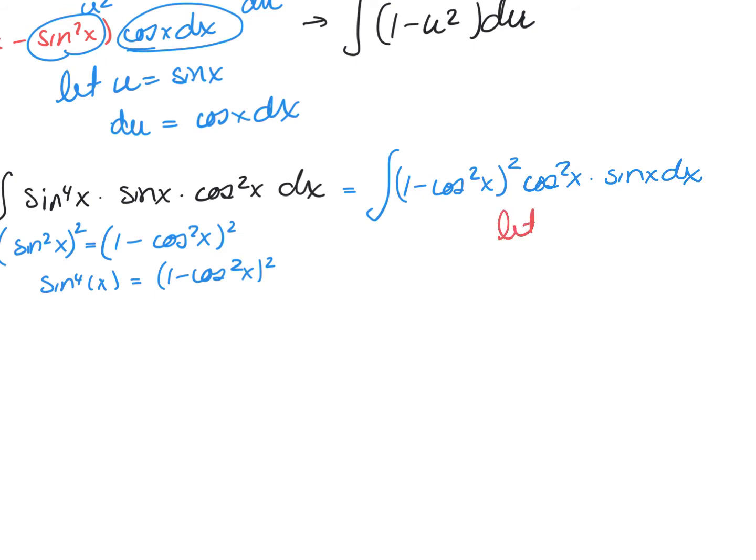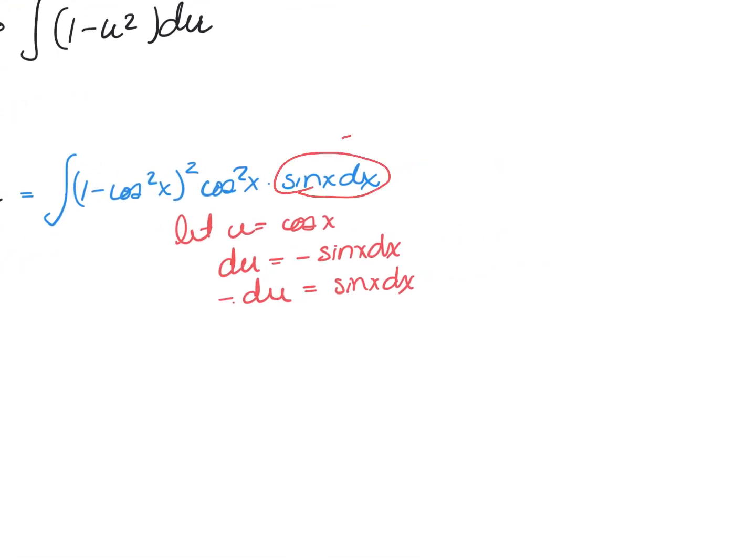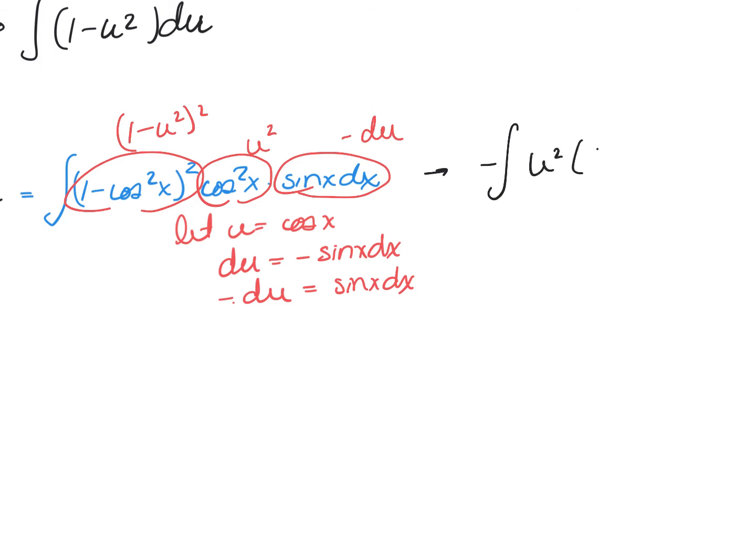And once again, I'm going to say let u equal the cosine of x. du is going to equal the negative sine of x dx. Negative du is equal to the sine of x dx. So this is a negative du. This becomes u squared. This becomes 1 minus u squared, the quantity squared. So my integration is, I'm going to pull the negative out front this time. I have u squared multiplied by 1 minus u squared du. And don't forget to square that, 1 minus u squared, squared.